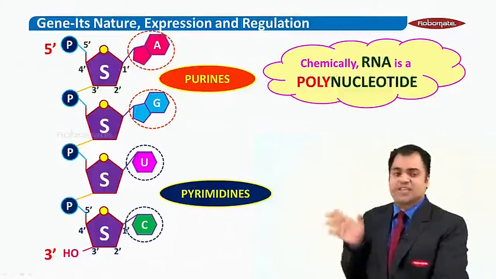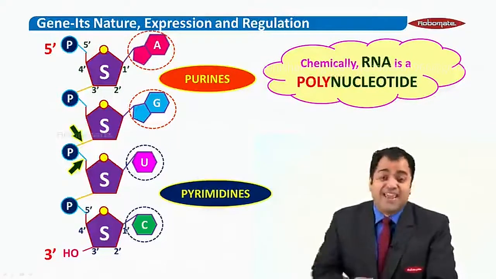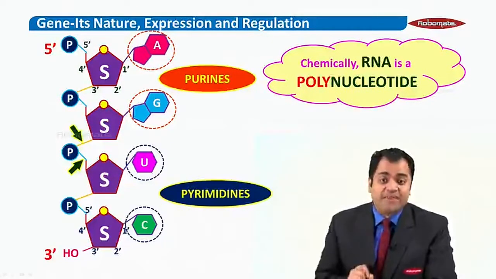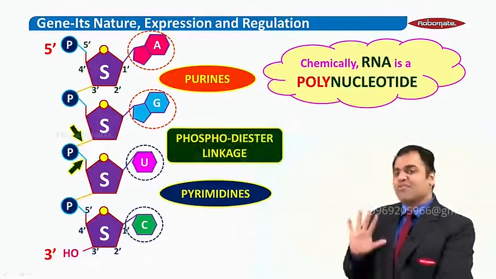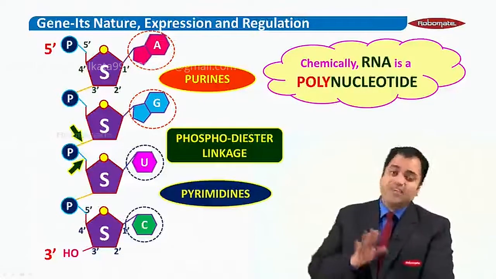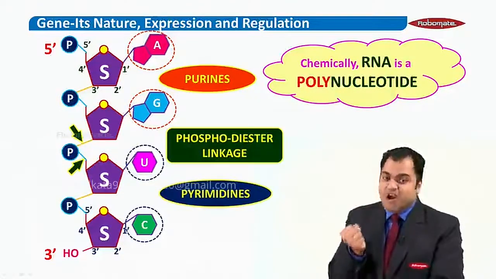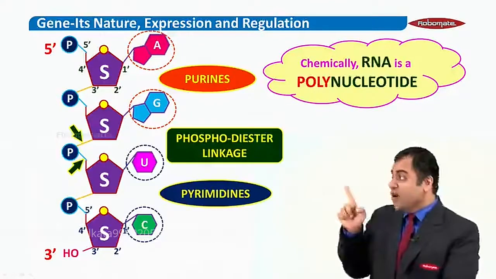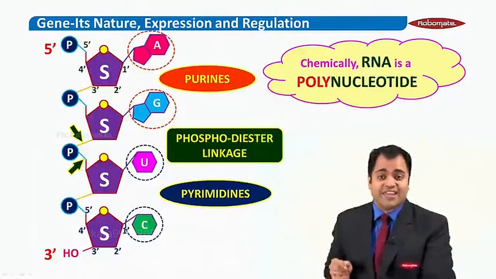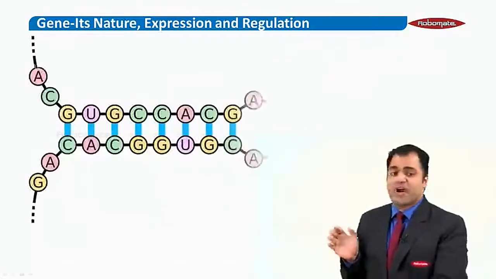Now these nucleotides are going to be joined by a special bond or a special linkage. And what do we give it a name? The name is, you get it right, phosphodiester linkage. So just like DNA, even in RNA, the nucleotides are joined together by strong covalent linkage called phosphodiester linkage. Is that okay? Moving on, look at this structure of RNA.